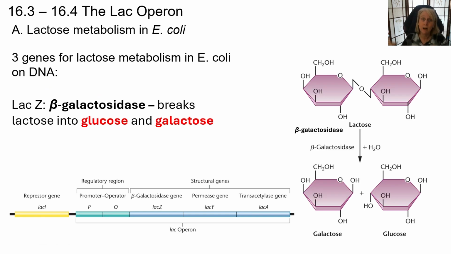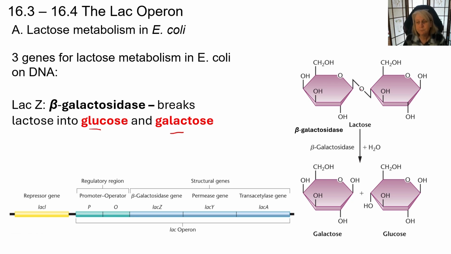Beta-galactosidase, which we talked about in chapter 20, was involved in the blue-white test. If we were trying to determine whether we used the restriction enzymes to insert the gene correctly or not in the plasmid, beta-galactosidase is an enzyme which breaks lactose into glucose, which is a monomer, and galactose.